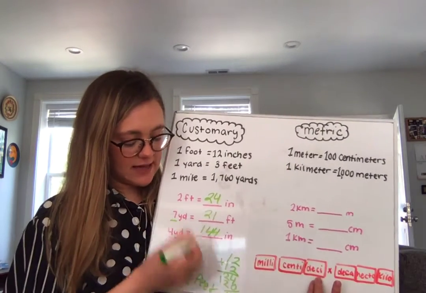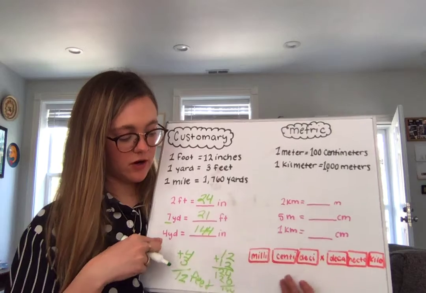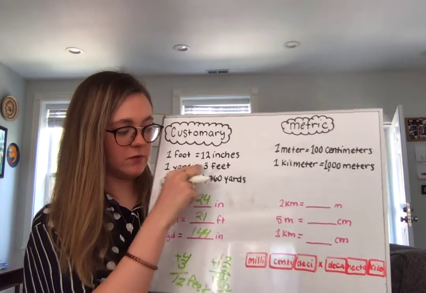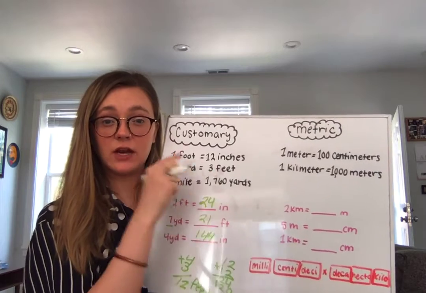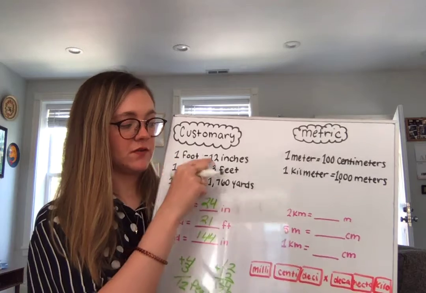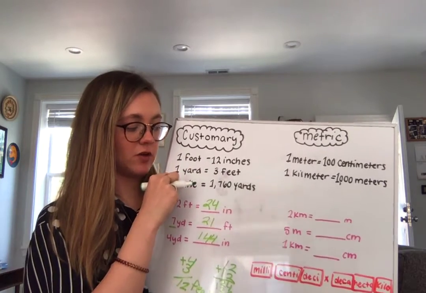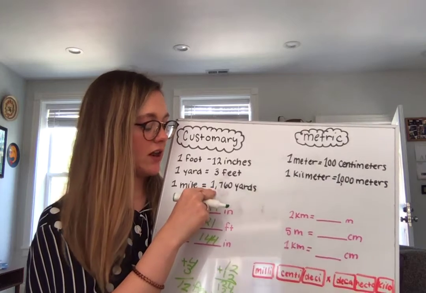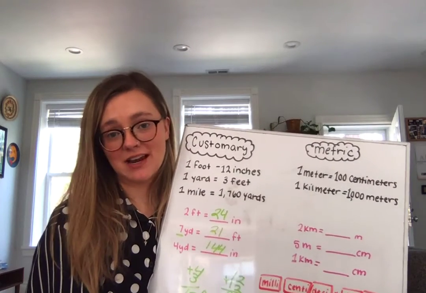So to summarize that last one, I wanted to go from yards to inches. I didn't know how to do that, so I first went from yards to feet, and then I knew how to get from feet to inches was to multiply by 12. So to get from foot to inches, you multiply by 12. To get from yard to feet, you multiply by 3. And to get from mile to yard, you would multiply by 1,760, which I'm not going to ask you to do.